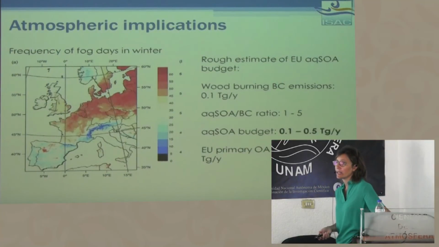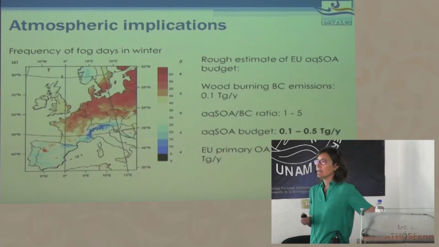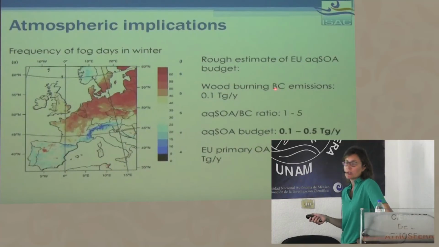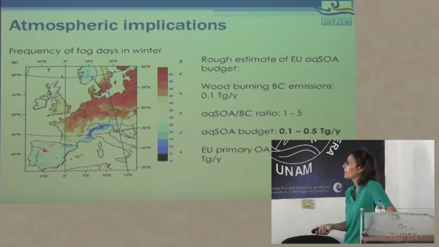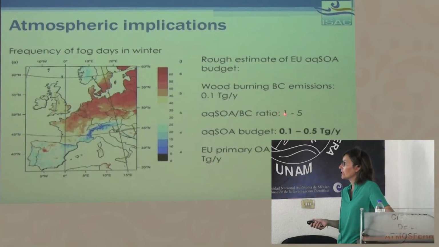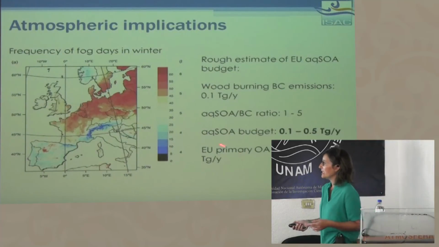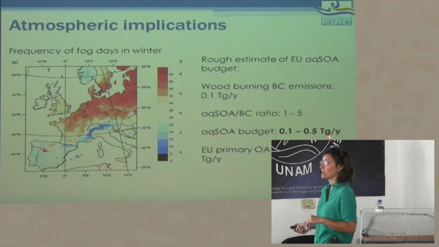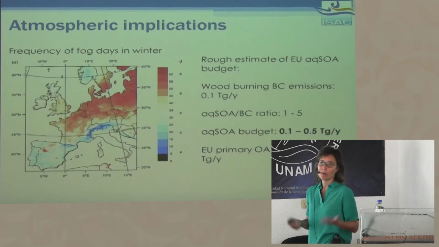So we tried to calculate a rough estimate of the aqueous secondary organic aerosol budget over Europe. We used the wood burning black carbon emission estimated for Europe, which corresponds to 0.1 teragrams per year. We used the aqSOA to black carbon ratio measured during this experiment in the Po Valley, which varies between 1 and 5. So we can say that roughly the aqSOA budget can range between 0.1 and 0.5 teragrams per year. You might say, okay, what is that?